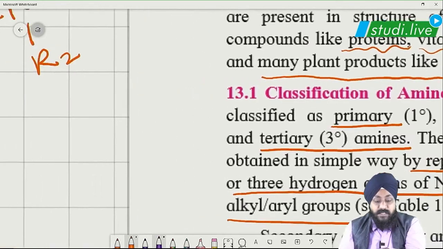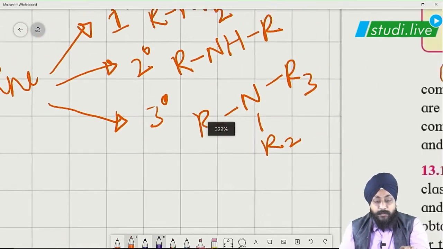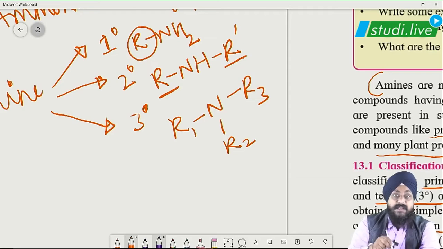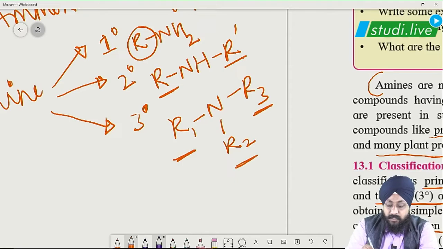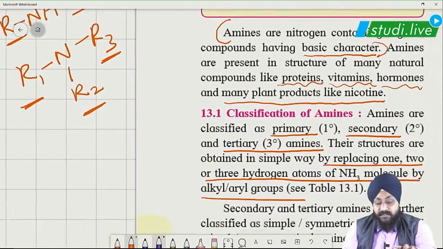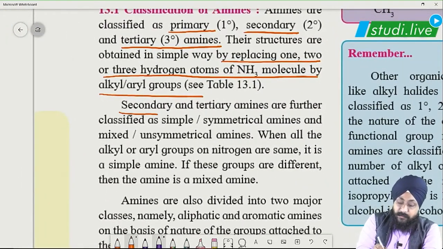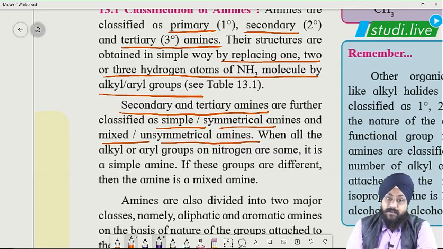Now students, if you see carefully over here, there is only one alkyl group. But here there are two alkyl groups. Those two alkyl groups may be the same or they may be different. Here there are three alkyl groups. They may be the same, or they may be different. So on that basis, you classify them further. Secondary and tertiary amines are further classified into simple, that is symmetrical amine, and mixed, that is unsymmetrical amine.